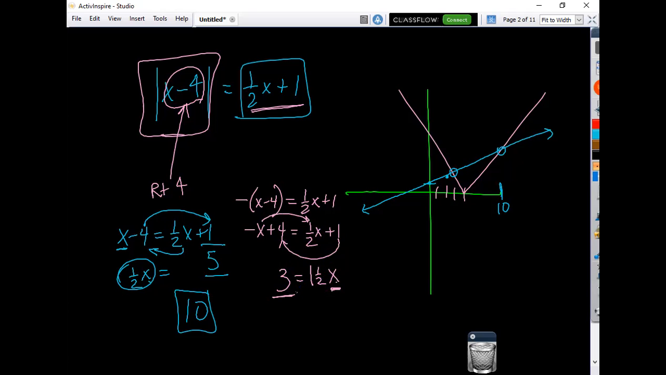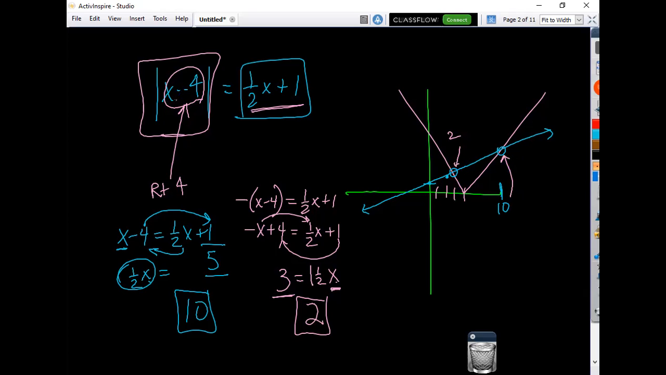I'm not really sure what that is, but I'm going to grab a calculator and just check it out and tell you. So I've got 3 divided by 1.5. Oh, so it's 2. We should have been able to figure that out. So this point right here is an x of 2. And that one up there of 10, you could plug them in and check it out.